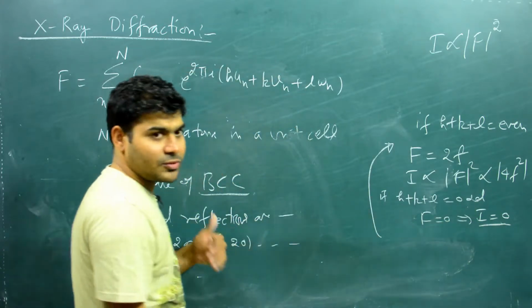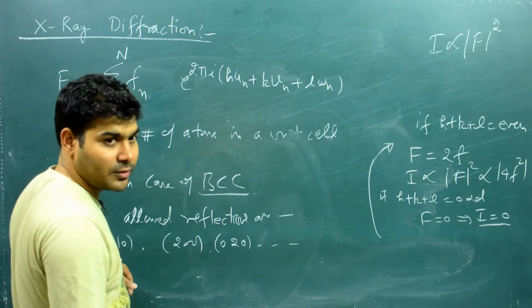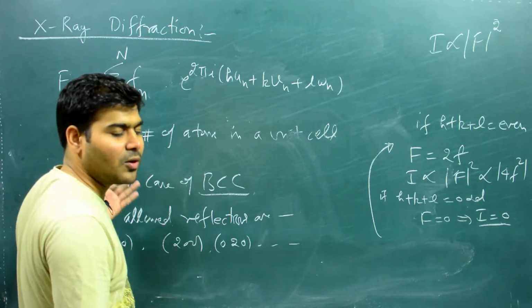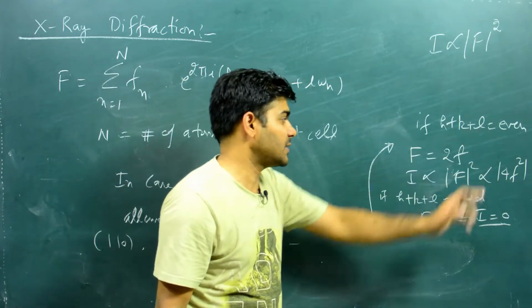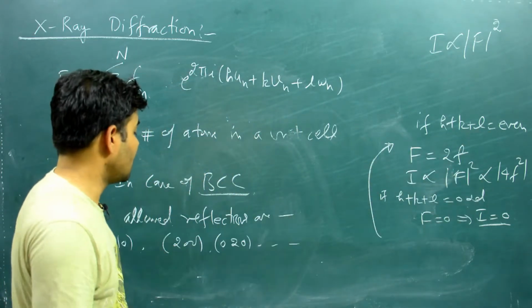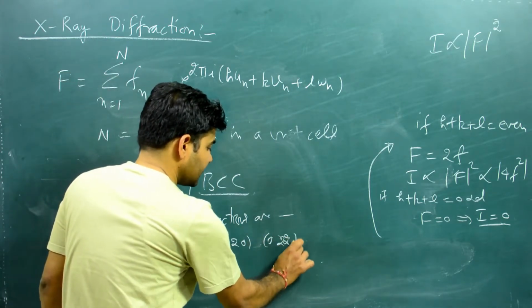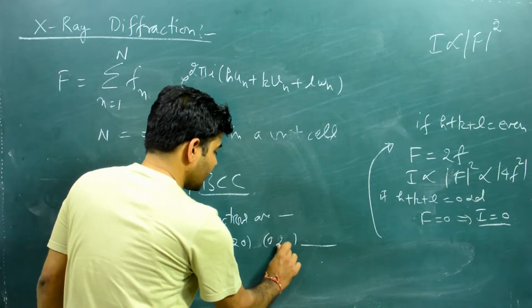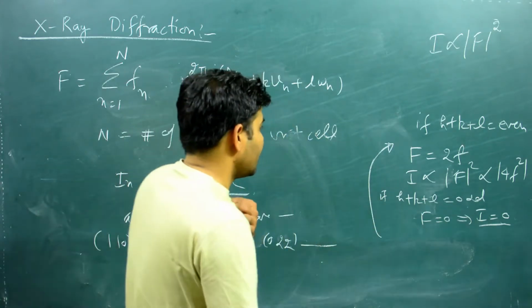So 1 0 0, 0 1 0 or 0 0 1 will not give a reflection. But 1 1 0, 0 1 1 or 1 0 1, this type of plane, will give a reflection, for which h plus k plus l is even. Similarly 2 0 0, 0 2 0 or 0 2 2, for example. All these planes will give the Bragg reflection in the case of BCC.